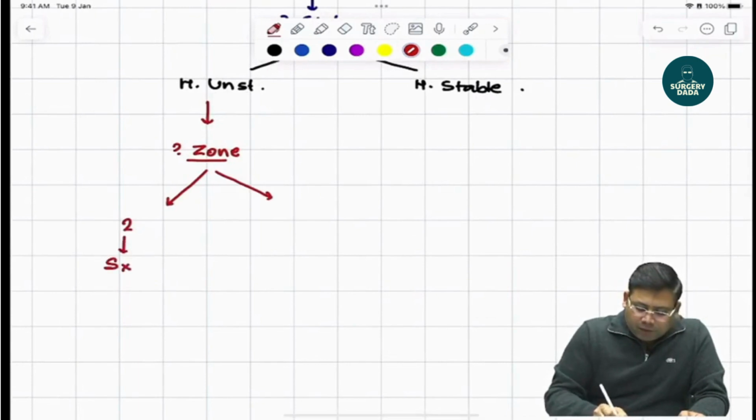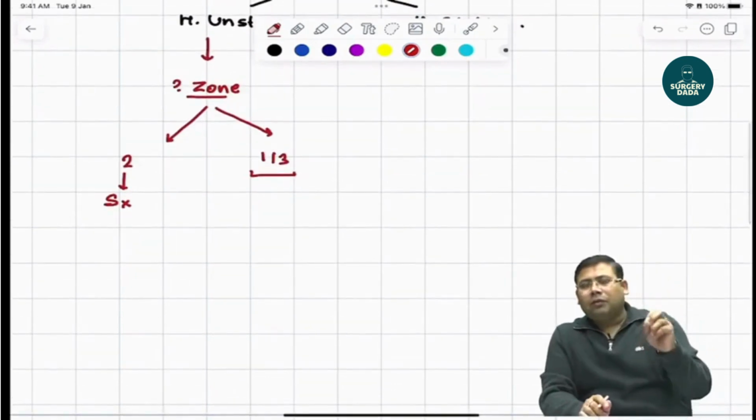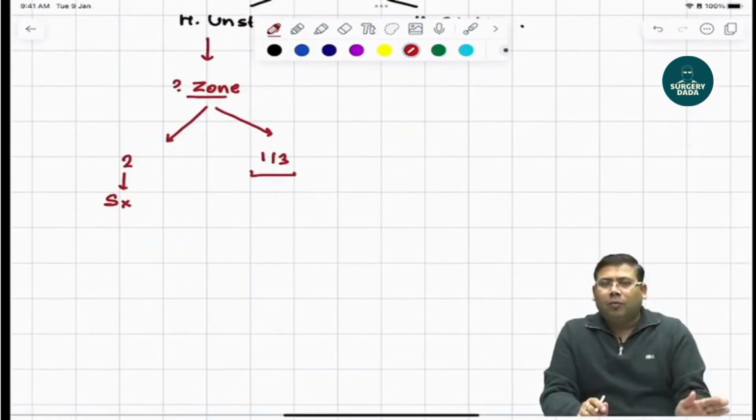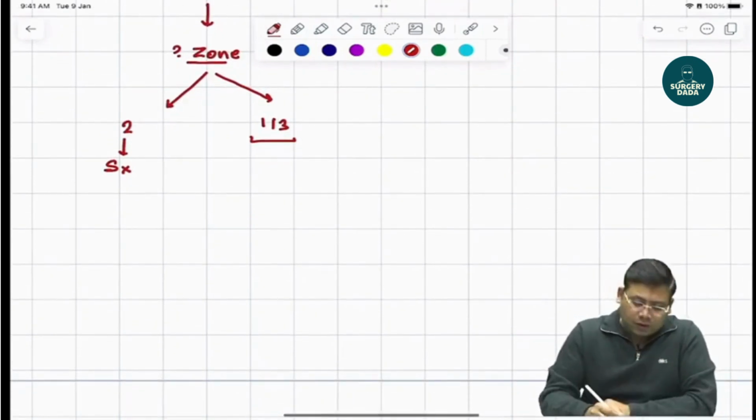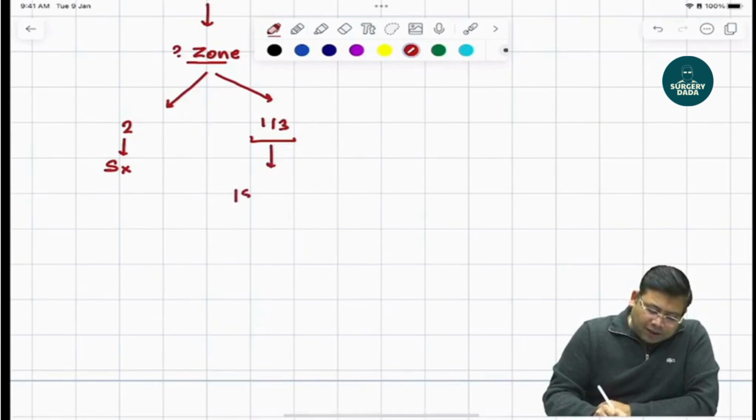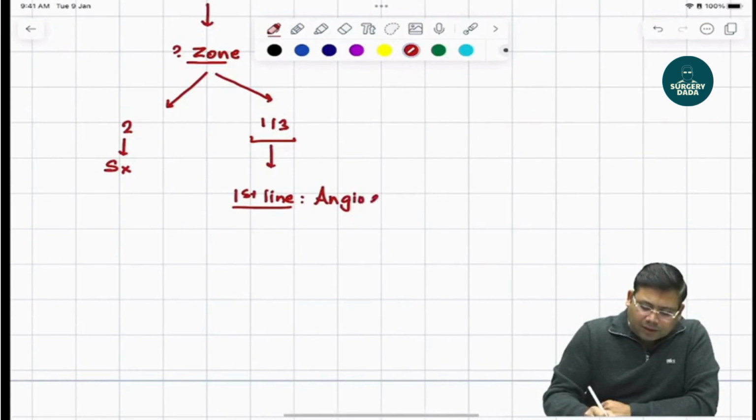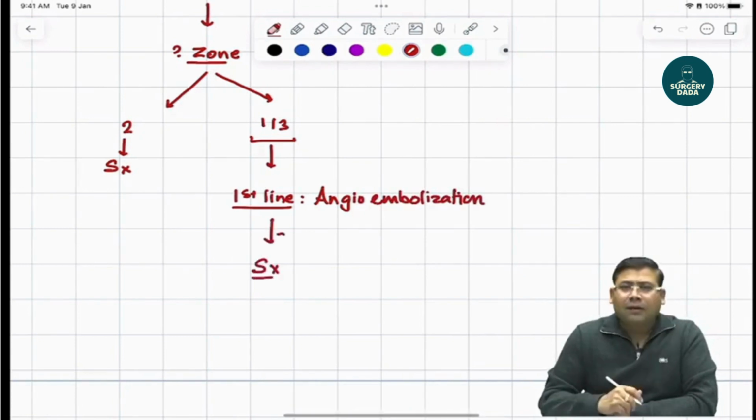But if it belongs to zone 1 and 3, before you go for surgery, you have to think twice or thrice, because you need a mandibulotomy or sternotomy, which is a time consuming, cumbersome process. And therefore the first line is angioembolization for these patients. So for zone 1 and 3 unstable patients, angioembolization with the help of an intervention radiologist is what is done. If it fails, yes, you will have a call for surgery.